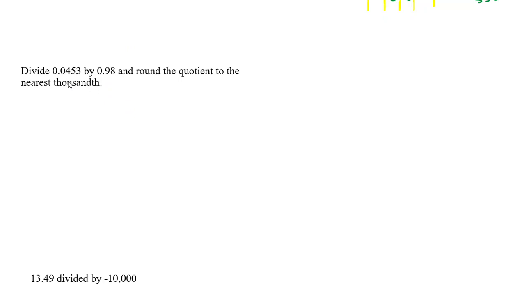Okay, divide 0.0453 by 0.98. Now, divide by, so we're going to put the 0.98 on the outside, and we're going to put the 0.0453 on the inside. Going to try to keep very clear columns here.